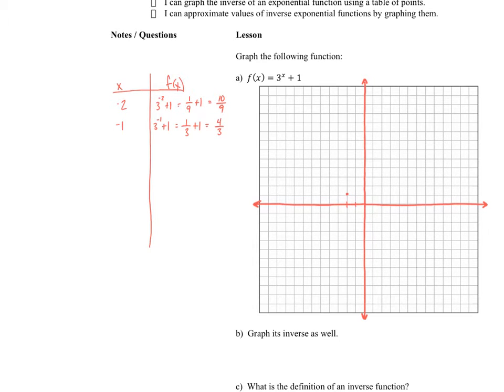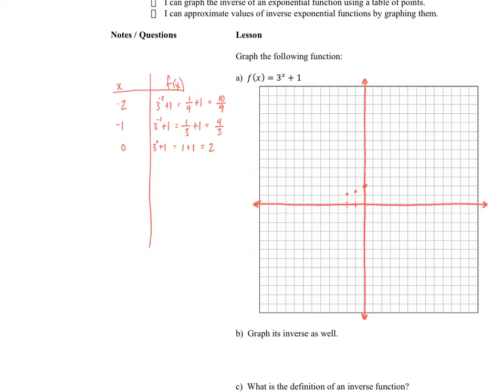So then I have the point -1, positive 4/3. So -1 is here. Positive 4/3 is going to be a 1.25, a little bit higher up. Okay, what if I had a 0? Well, then I'd have 3 to the 0 power plus 1, which is the same as 1 plus 1, which is 2. So that's this point here.